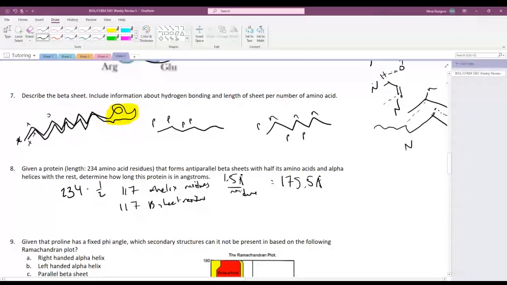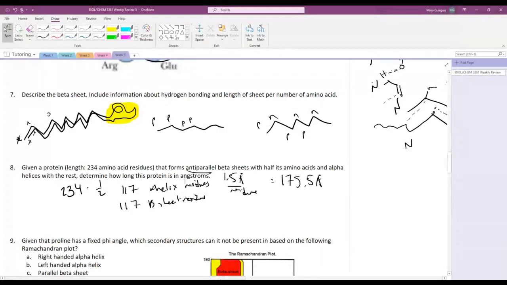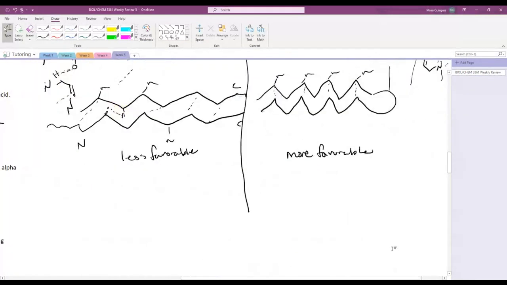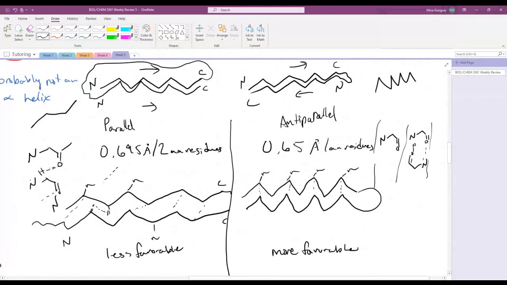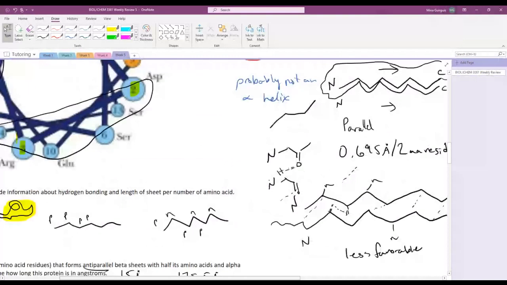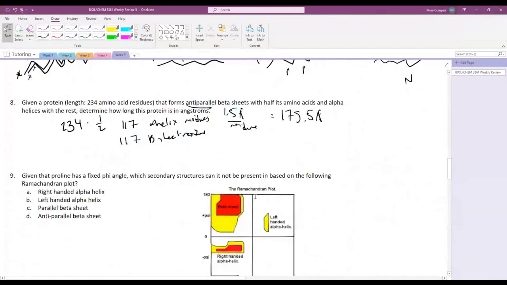Okay. The second, this one's a little bit weirder. So remembering that this is the antiparallel, and I'm just going to go ahead and slide over here to make sure. Antiparallel is 0.65 angstroms per, and I didn't copy this over, per 2 amino acid residues. Excuse me. So I'm going to go ahead and just write that down.